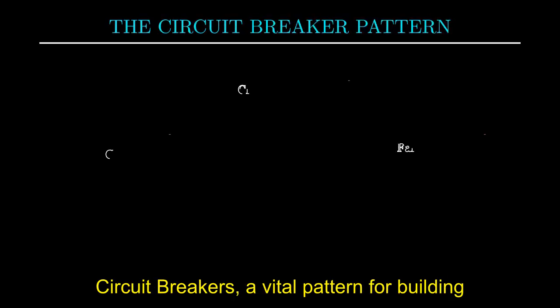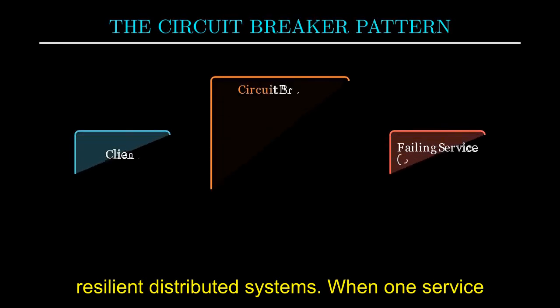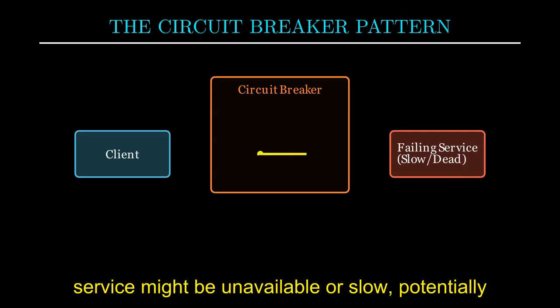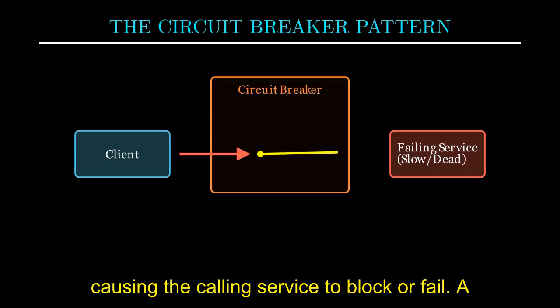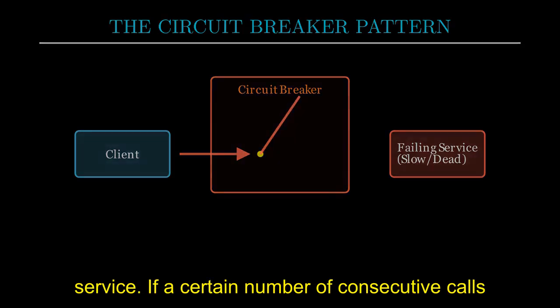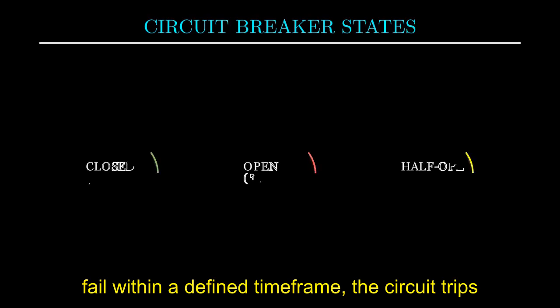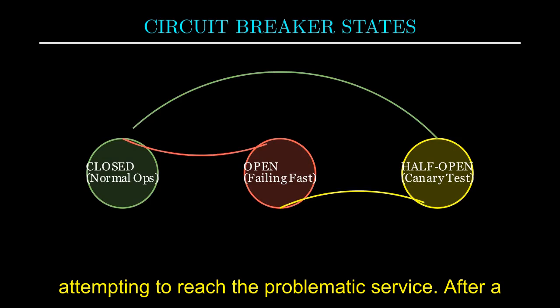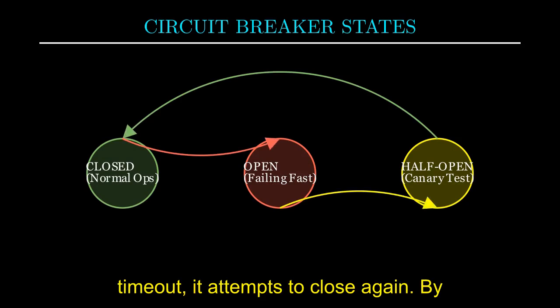Finally, we explore circuit breakers, a vital pattern for building resilient distributed systems. When one service calls another, there's always a risk that the called service might be unavailable or slow, potentially causing the calling service to block or fail. A circuit breaker monitors calls to an external service. If a certain number of consecutive calls fail within a defined timeframe, the circuit trips and future calls are immediately failed without even attempting to reach the problematic service. After a timeout, it attempts to close again.